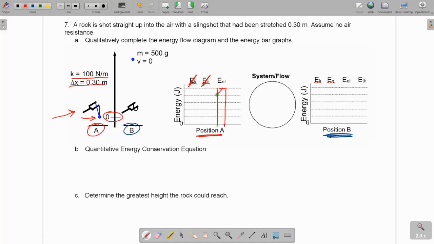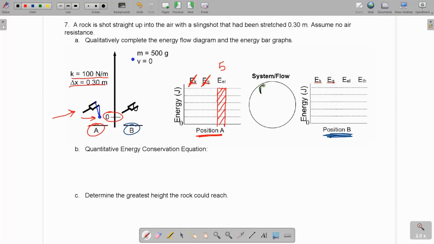Remember, it does not matter how many bars you put there, as long as it matches the final side. That's the key. So if you started with 4 bars instead of 5, that's totally fine. Just make sure that there's 4 on the right side. And real quick, I did forget to define the system here, so let's do that.